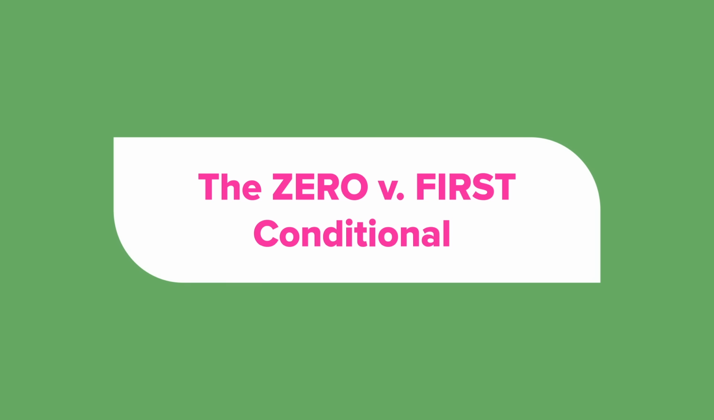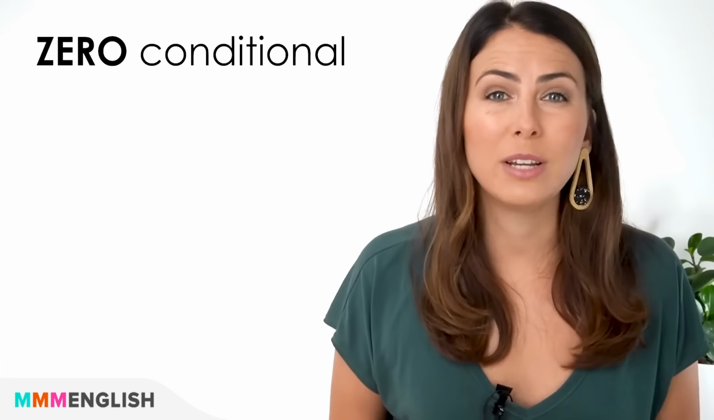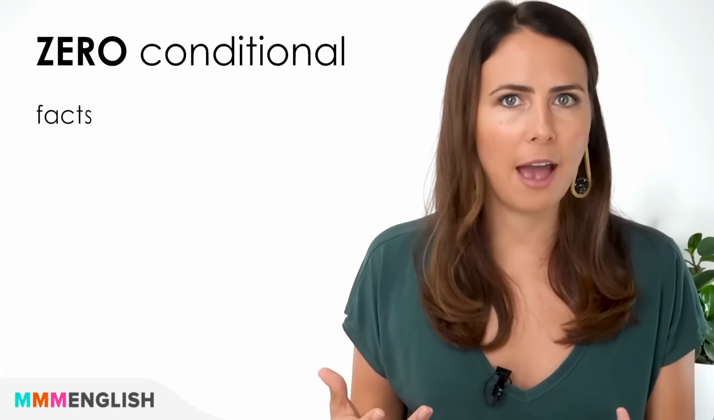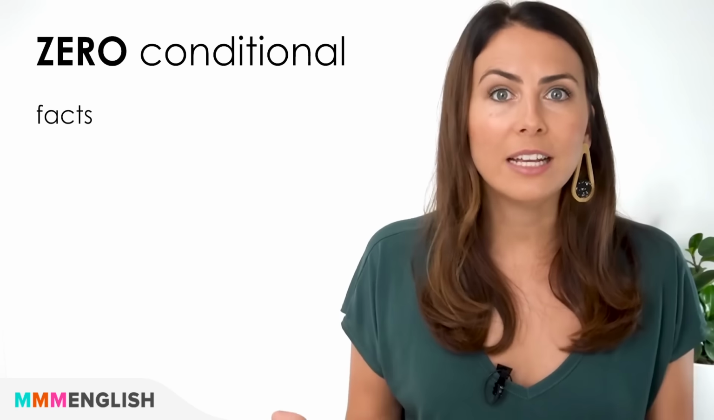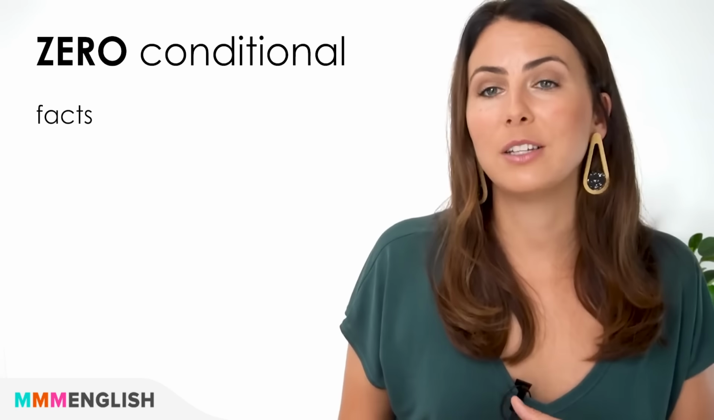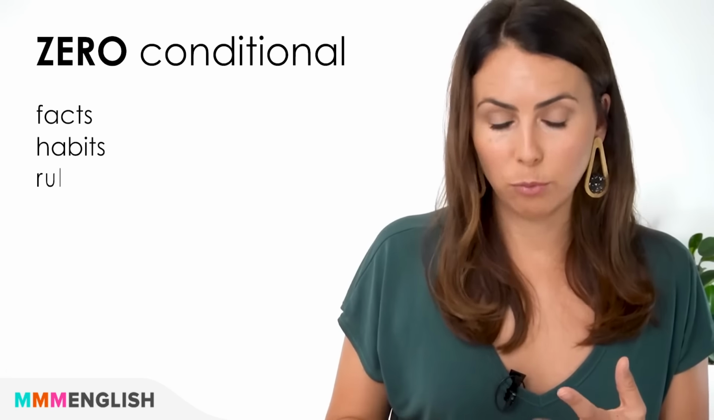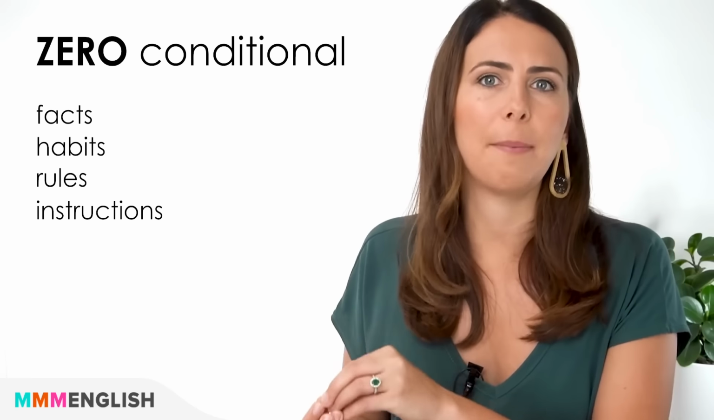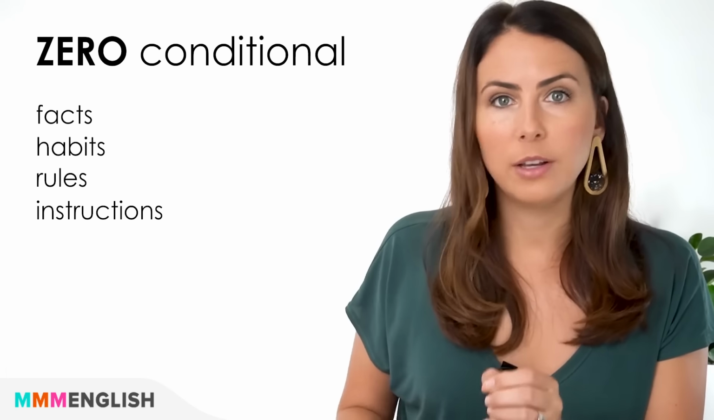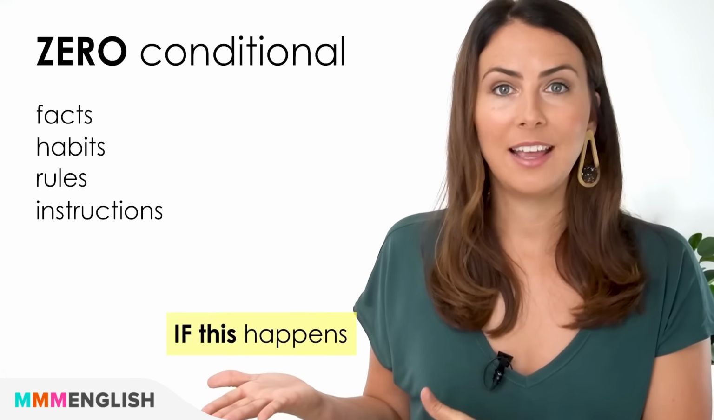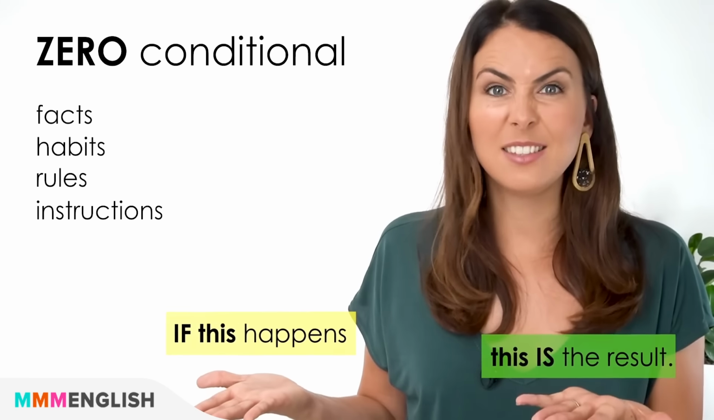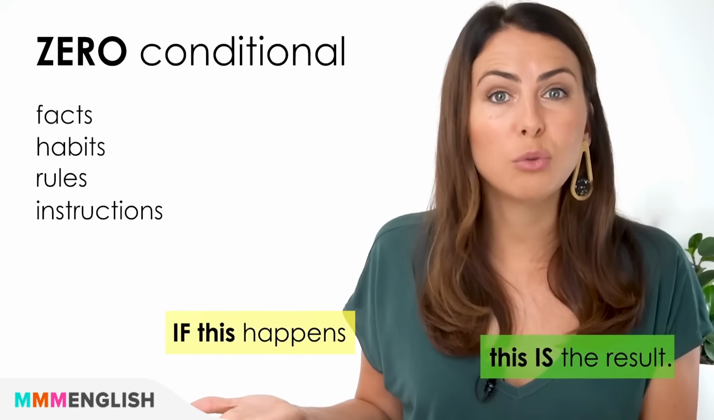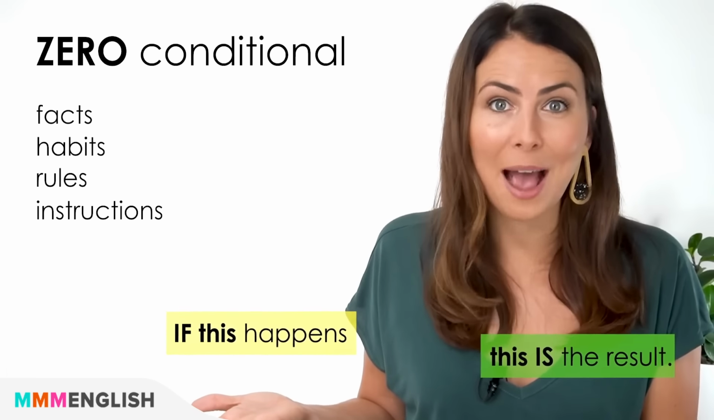The zero conditional is also called the factual or the real conditional because we use it to talk about truths and facts, things that are real in the world. We also use it to talk about habits and rules and to give instructions that are the result of something else happening first. So in other words, if this happens, then this is the result, always, okay? It's a fact, it's the truth, it's just how it is, it's what happens.